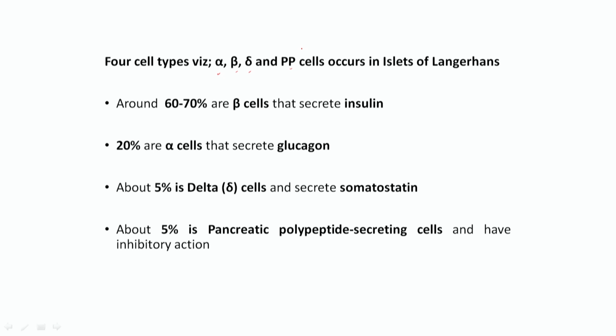Then the alpha cells correspond to around 20% of the total cells, and they secrete the important hormone called glucagon. The delta cells correspond to around 5%, and they secrete the important hormone called somatostatin. Around 5% are the pancreatic polypeptide secreting cells, which mainly have inhibitory actions.